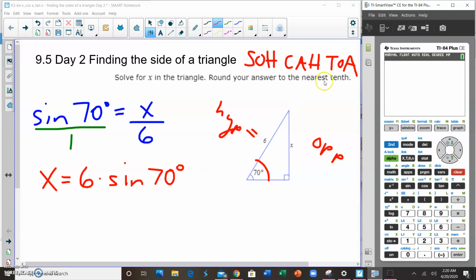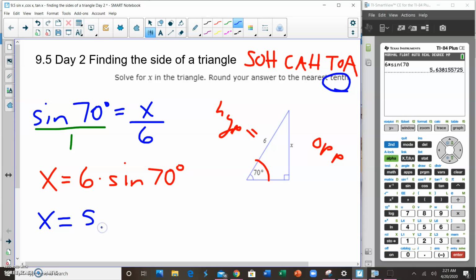Okay, so now, since I'm in degrees, it says up here degrees, I can go 6 times the sine of 70. So 6 times the sine of 70, and I hit enter, and it says round to the nearest tenth. So I'm going to round that to the nearest tenth. So I'm going to get x is equal to 5.6. And that is my answer. And that is all you do.